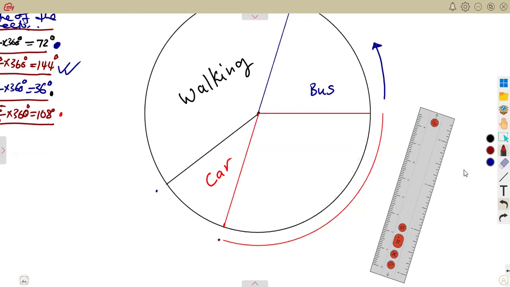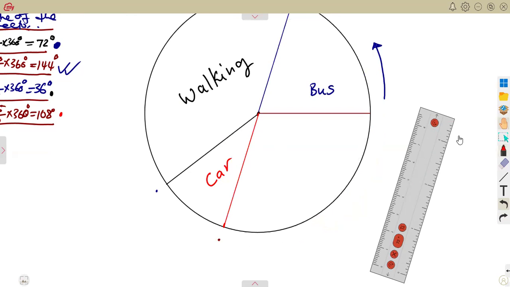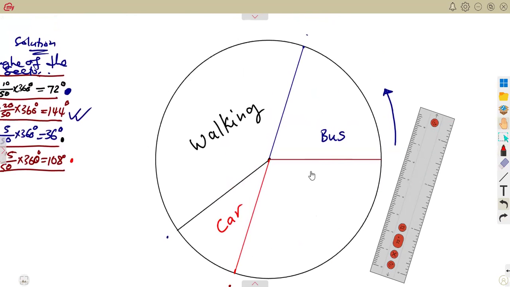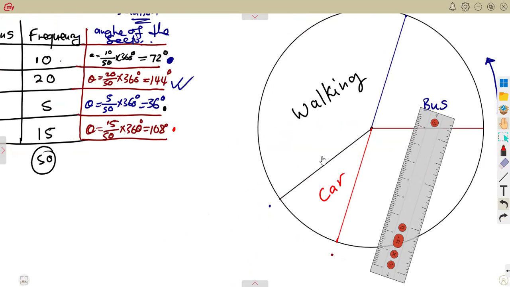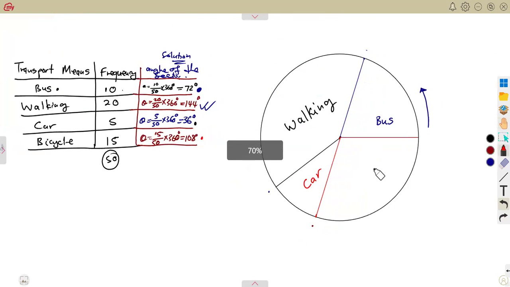So that is how it can be. The angle remaining, like I said, might not be exactly 108 because of the adjustments we have been making, but it must be approximately that. So that is by bicycle.